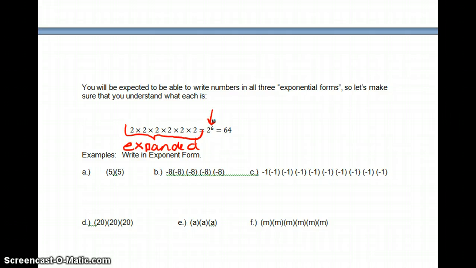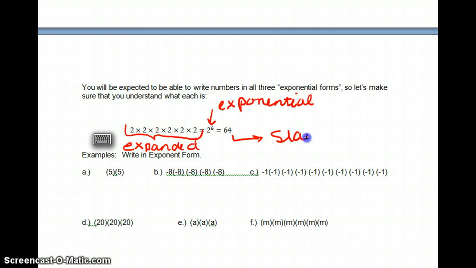The middle form of the number is the exponential form. That is the form when it is written as the base and the exponent. And then lastly, when you evaluate that exponent and do the math, 2 to the 6th power, or 2 multiplied by itself 6 times, and get the answer of 64, that is what's known as standard form. So please make sure that you know what each of those mean.